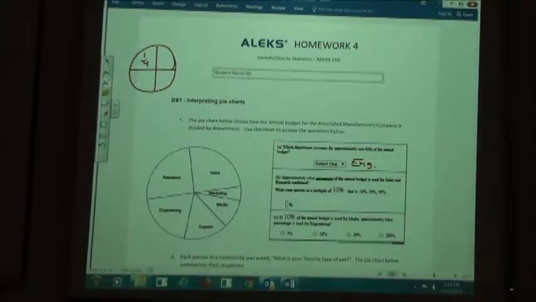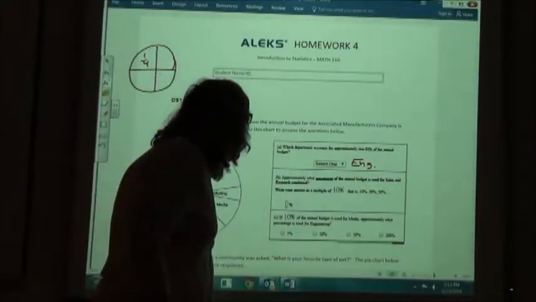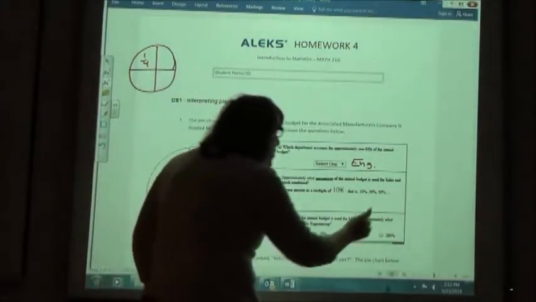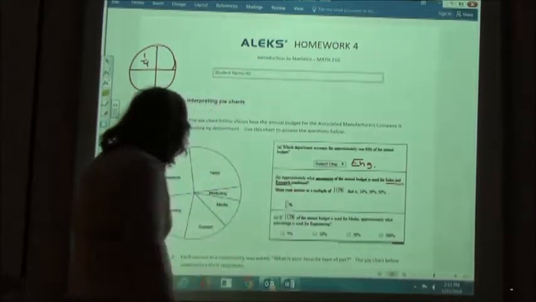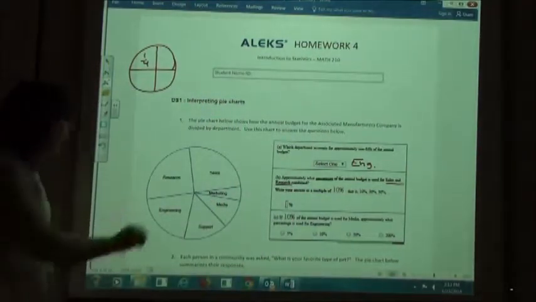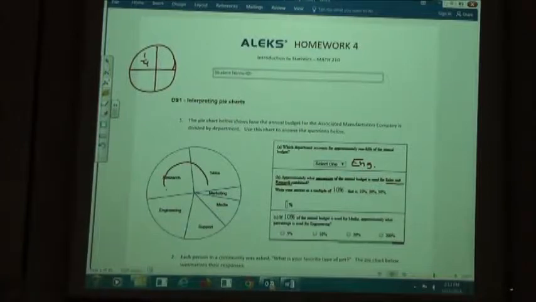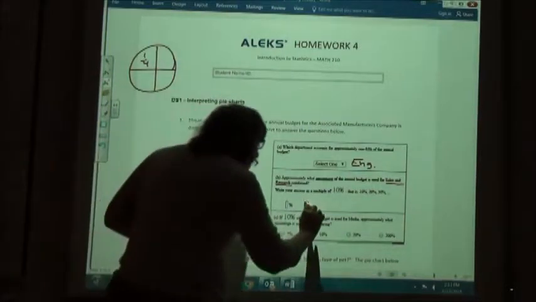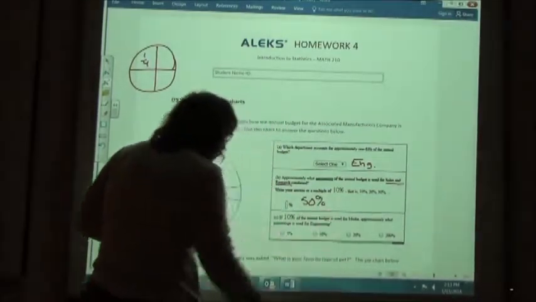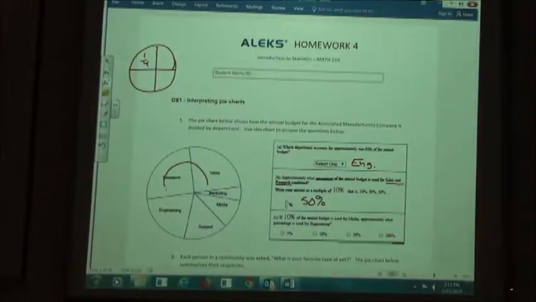Then the next one says approximately what percent of the annual budget is used for both sales and research combined. So if I look at sales and research, looks like about what percent? 50. It's half of my pie chart, right? So 50% would be half of my pie chart. The next one, they're giving you choices of what numbers to pick, because sometimes it might be at 8%, but you're going to round it to whatever it's closest to.